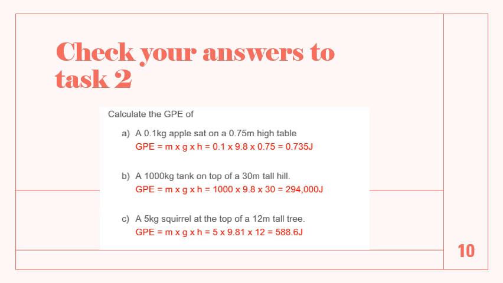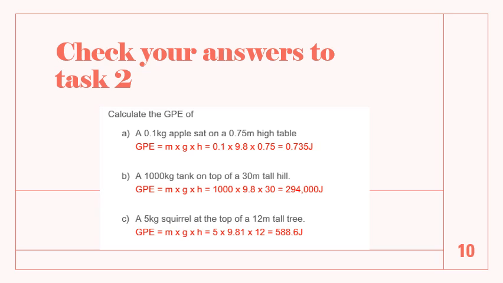Let's check our answers to task 2. Calculate the gravitational potential energy of a 0.1 kilogram apple sat on a 0.75 meter high table. So mass times gravity times height is 0.1 times 9.8 times 0.75, which is 0.735 joules.